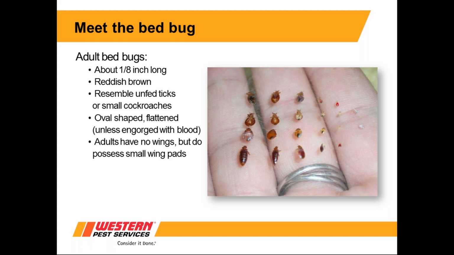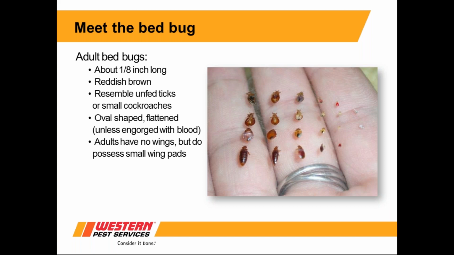They're oval shaped and flattened. Where they want to be are cracks and crevices. Even though they're called bed bugs, they're going to hide in all sorts of cracks and crevices, especially near the bed, the nightstand, and things like that. And we'll get into that as time goes on.